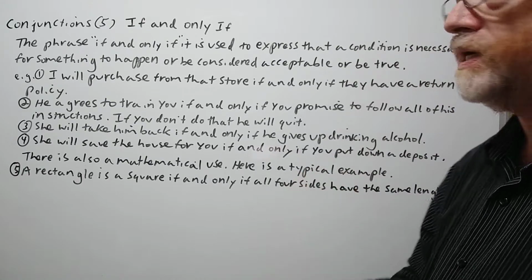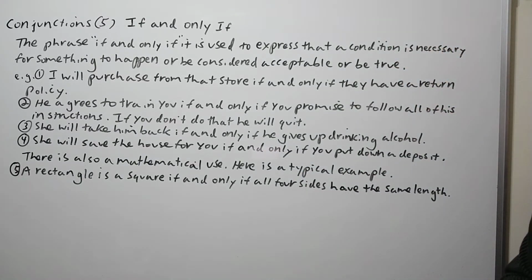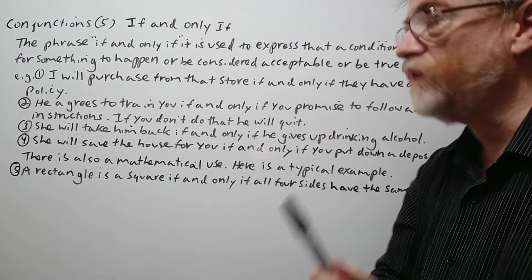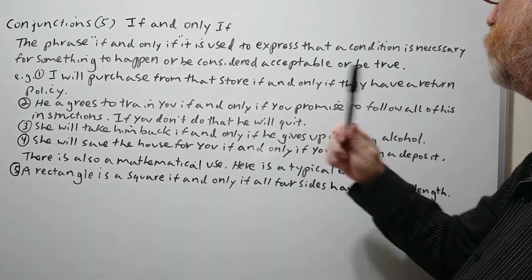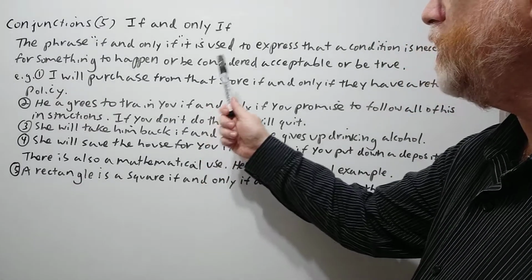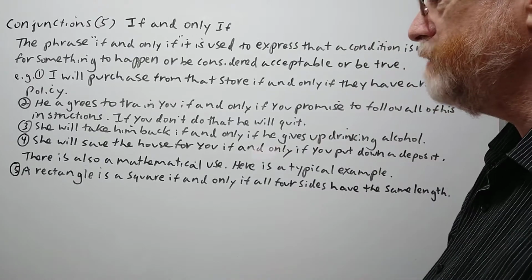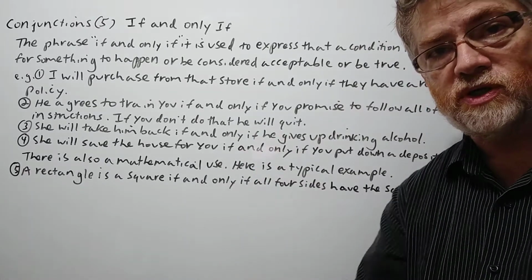The conjunction today is "if and only if." Okay, somebody wants a screenshot, do it right now. Let's get right to it. The phrase "if and only if" is used to express that a condition is necessary for something to happen or be considered acceptable or be true. All right, let's continue. We've got 5 examples to show just how this is used.